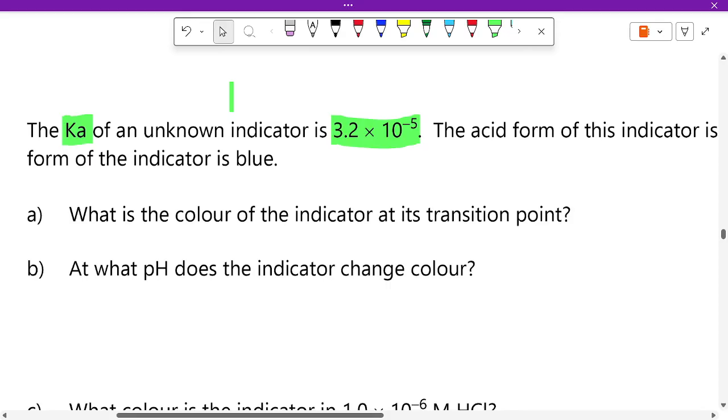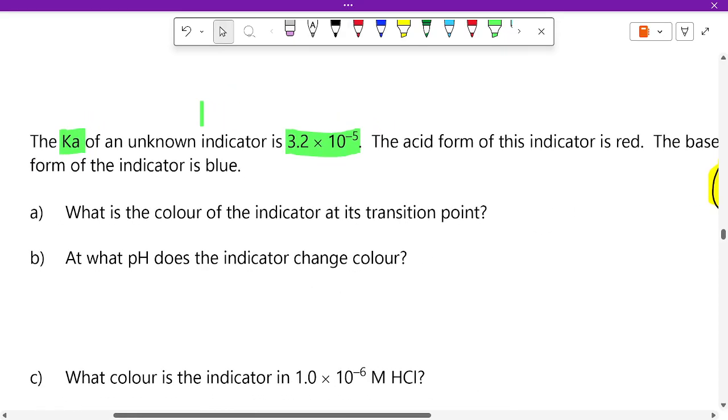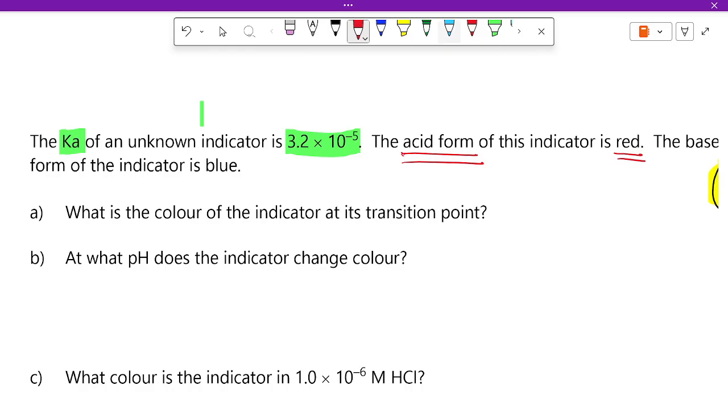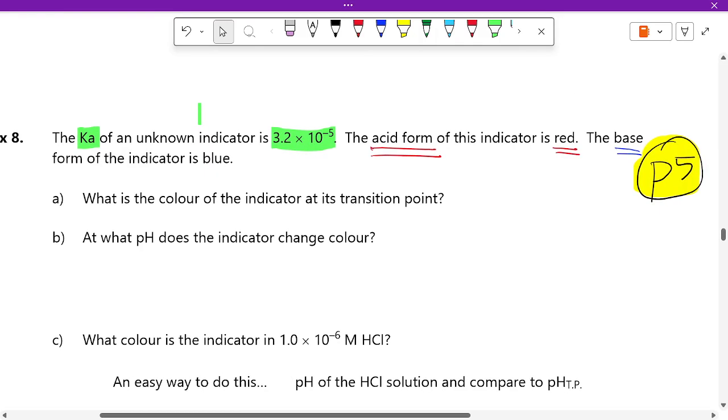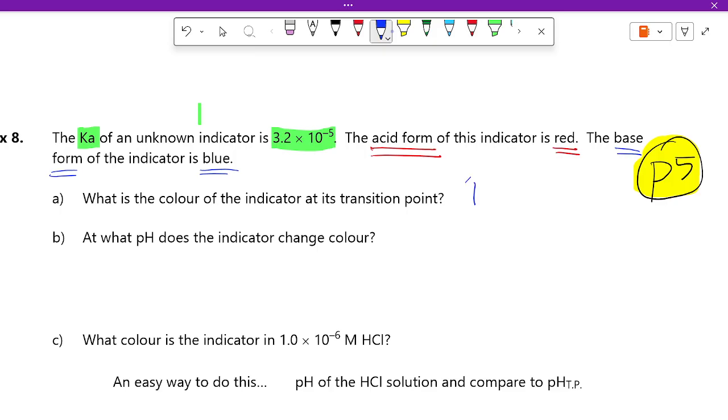The acid form of this indicator is red. And the base form of the indicator is blue. What is the color of the indicator at its transition point? It will be what color? Purple. Excellent. Red and blue make purple.